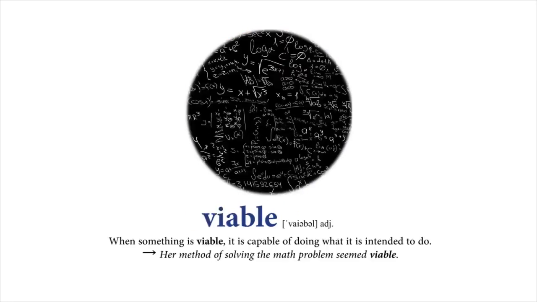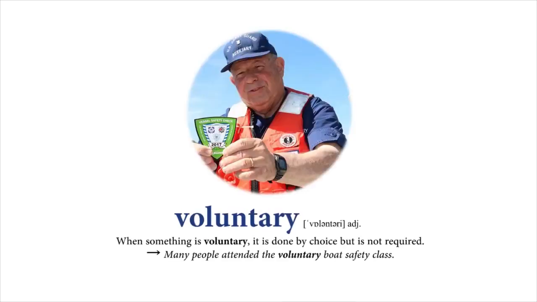Viable. When something is viable, it is capable of doing what it is intended to do. Her method of solving the math problem seemed viable. Voluntary. When something is voluntary, it is done by choice but is not required. Many people attended the voluntary boat safety class.